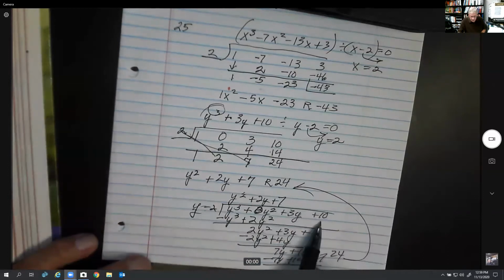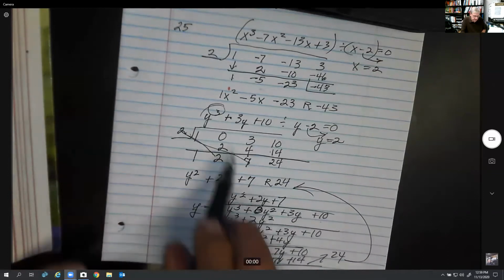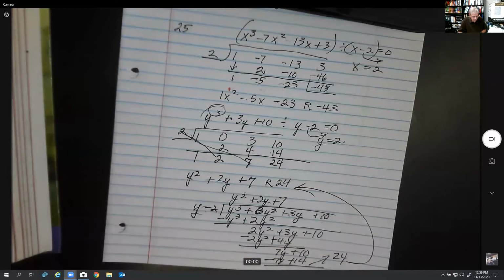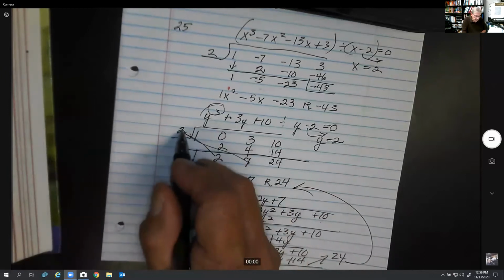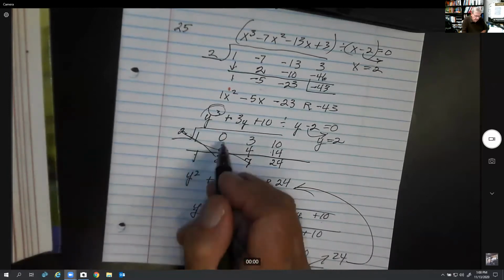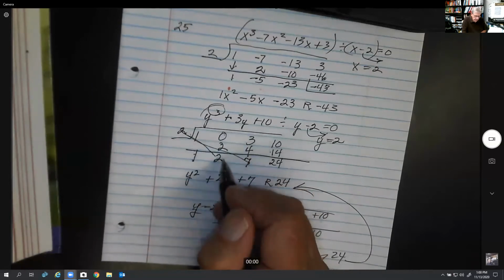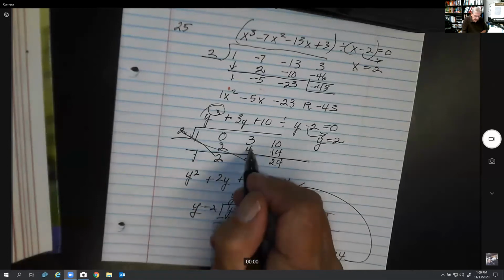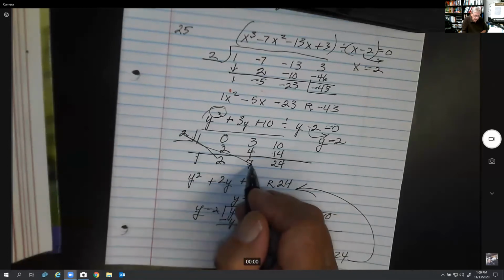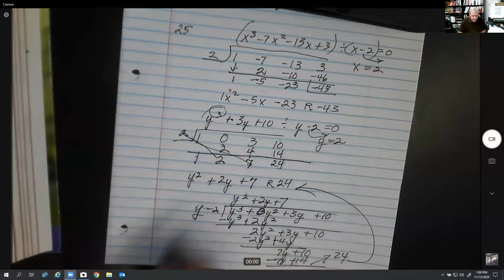You can do it this way. I mean, there's nothing wrong with doing it this way. It's just that it's a little bit faster. Bring down, multiply, write it down, calculate. Multiply, write it down, calculate. Multiply, write it down, calculate.